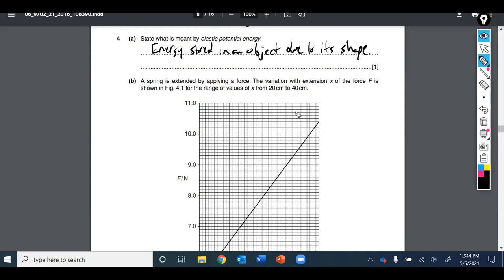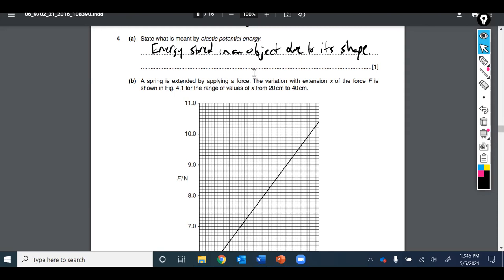Something like an elastic band, a rubber band, if we stretch it, then the energy that we spent, the work that we did in stretching the rubber band or the spring, has energy stored inside of that, known as elastic potential energy. We'll see if that language is enough of the key language to earn the 1 mark here. Let's remember to check the mark scheme at the end of all of this. Sometimes we forget to do that.